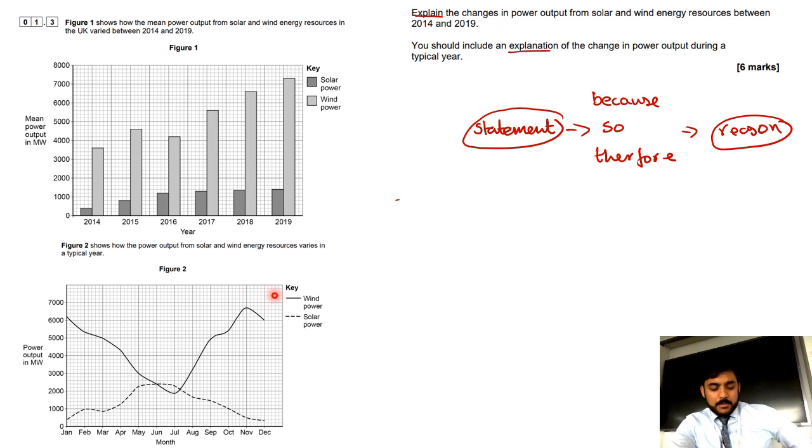Figure 2 shows the power output from the solar and wind energy resources varies in a typical year. Again, power output in megawatts, it's not the mean because it gives how much it is each month. So it goes from January to December, and the trend for the wind is that it goes down towards July and then back up again. The trend for solar is that it goes up from January to July and then back down again. Solar power is given as a dotted line, wind power is given as a solid line. Once we've got that, we're ready to answer the question.